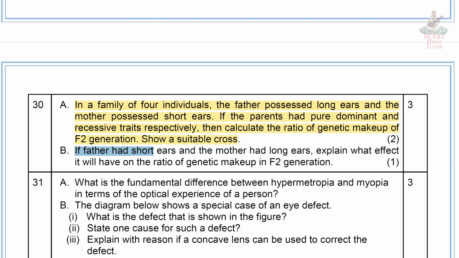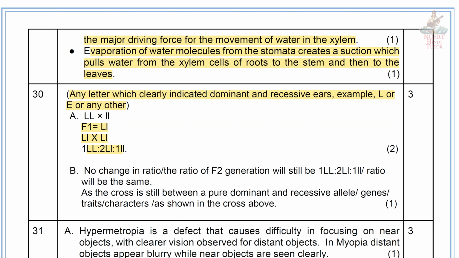B. If the father had short ears and the mother had long ears, explain what effect it will have on the ratio of genetic makeup in F2 generation. Answer: no change in ratio. The ratio of F2 generation will still be 1 LL is to 2 Ll is to 1 ll. The ratio will be the same, as the cross is still between pure dominant and recessive alleles, genes, traits, characters as shown in the cross above.